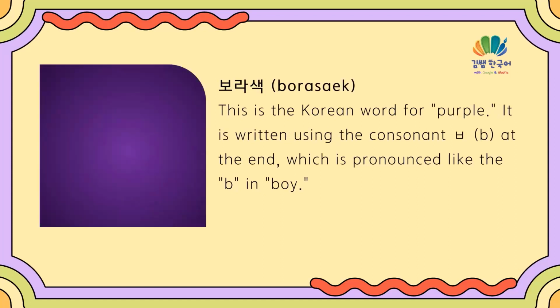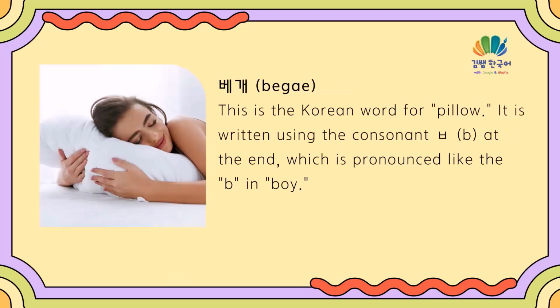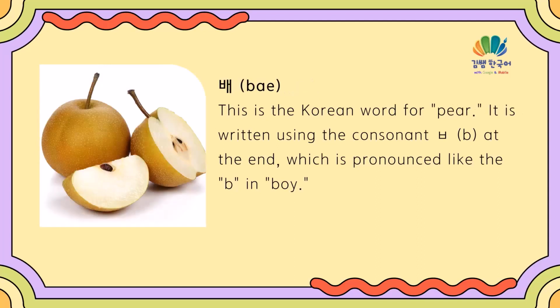보라색. This is the Korean word for purple. It is written using the consonant 비읍 b at the end, which is pronounced like the b in boy. 베개. This is the Korean word for pillow. 배. This is the Korean word for pear. Each is written using the consonant 비읍 b, pronounced like the b in boy.